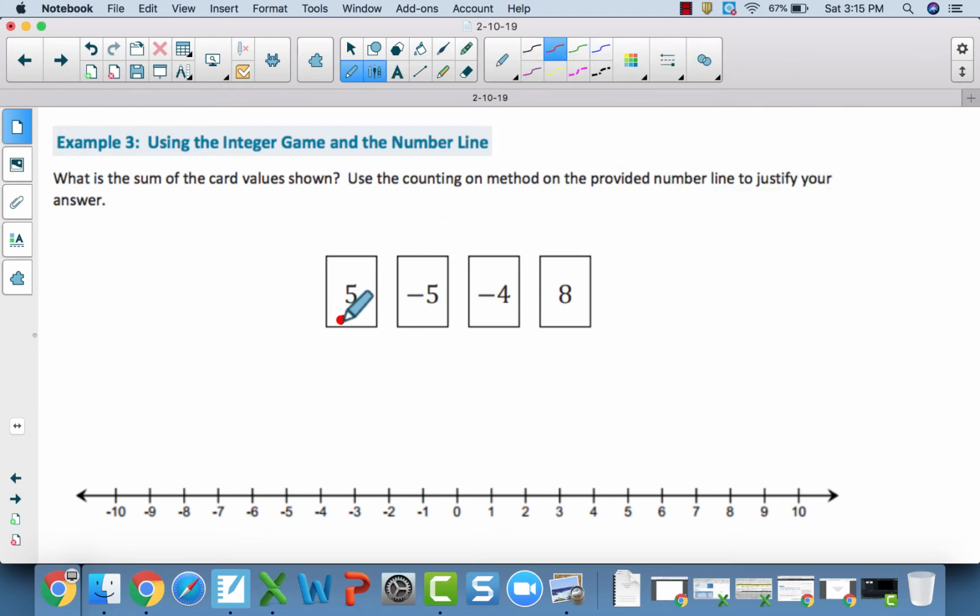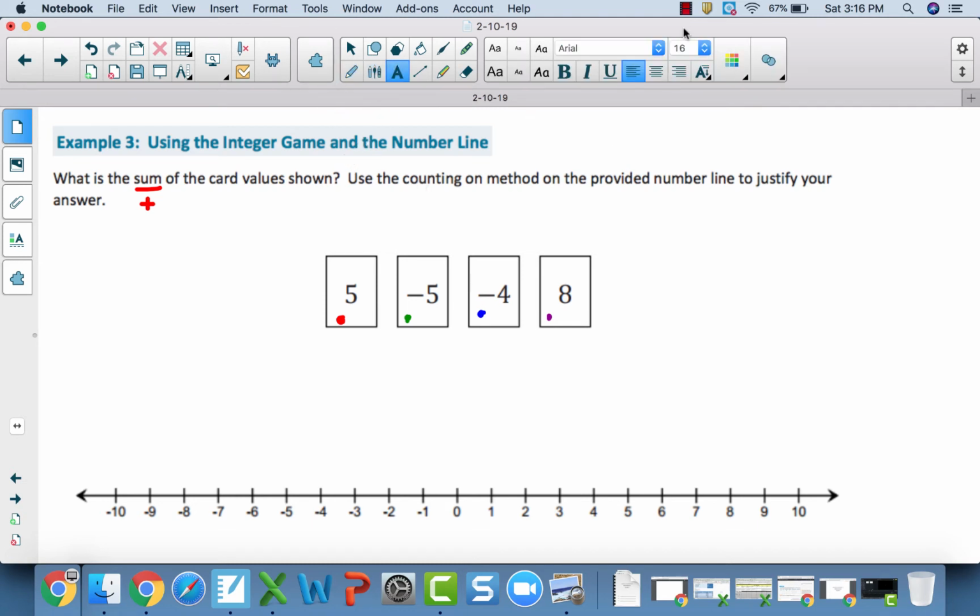So this first card is going to be red. This second card will be green. This will be blue. And this will be purple. Okay? Now, what we're trying to do is we are trying to find the sum of the values. So remember, we are adding. We are going to use the counting on method in order to solve this.